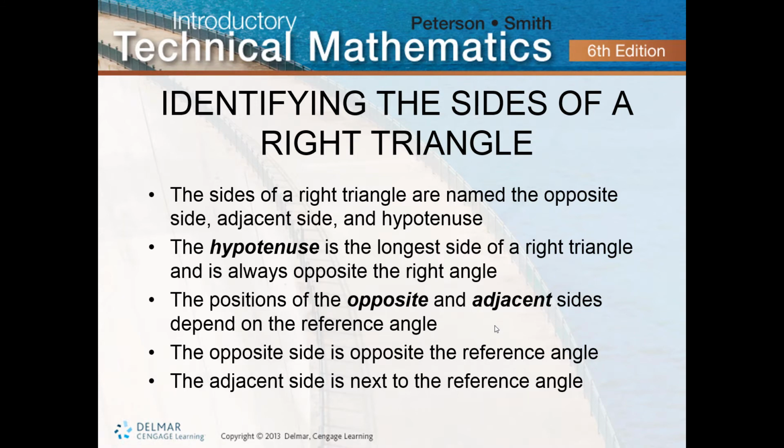Identifying the sides of a right triangle. So the sides of a right triangle are named the opposite side and the adjacent side and the hypotenuse. The hypotenuse, as we've talked about before, is the longest side. No ifs, ands, or buts. The position of the opposite and adjacent sides depend on the reference angle. That is the angle that we are looking at. It may be the angle we're trying to find, or it may be the angle given that we're going to use to find a side. So the opposite side is opposite to the reference angle, and the adjacent side is next to the reference angle. Let's take a look and see how this looks.